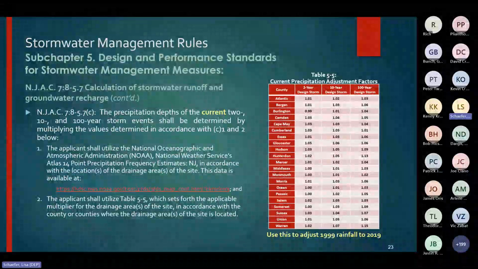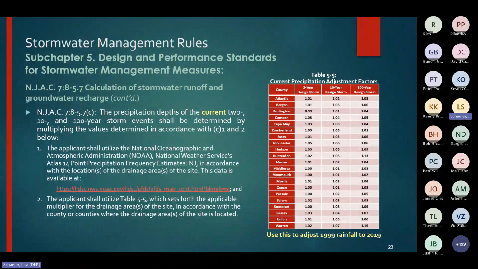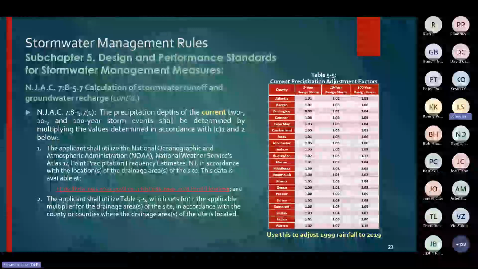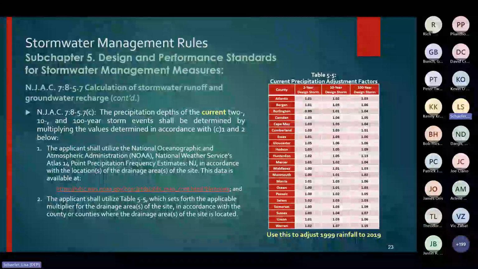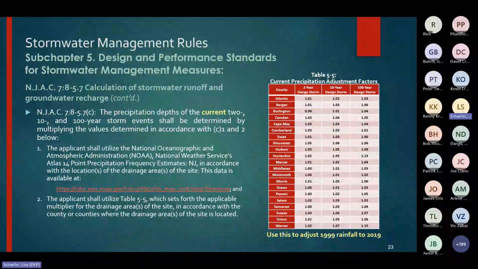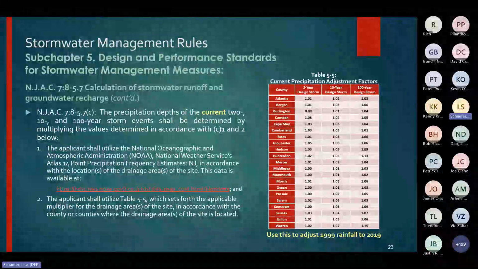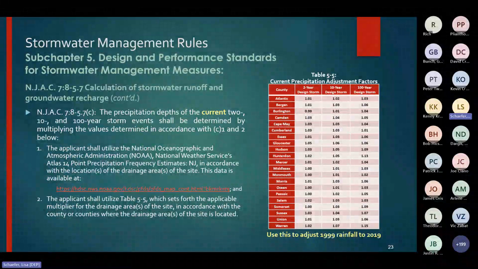The rule amendments require calculations be based on 2 different precipitation depths calculated by applying multipliers to the outdated rainfall data. The first set of precipitation depths to be used will adjust the 1999 rainfall data to the year 2019 for the 2, 10, and 100-year design storms. All right, which is what the amendments mean whenever the words current design storms are specified.